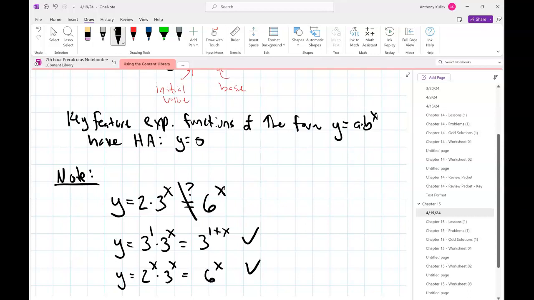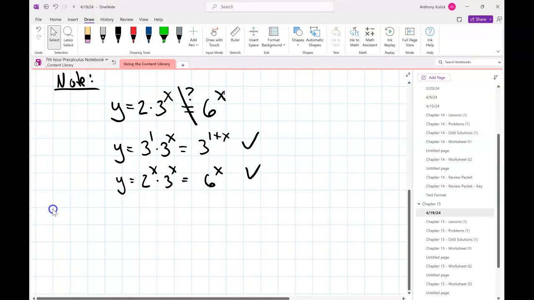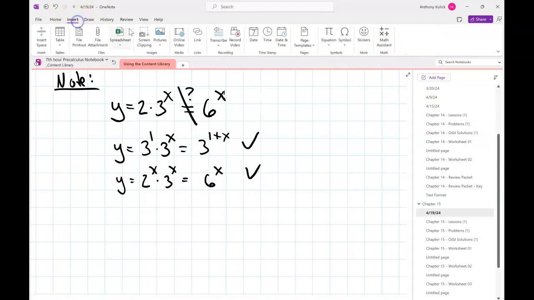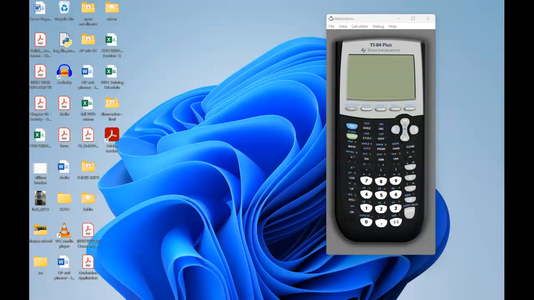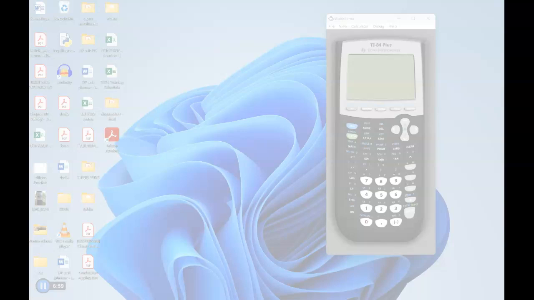Very important piece here. This is one of the most common errors I see made, particularly when you start talking about solving, as people start dividing both sides by 2 and dividing the base of an exponential, and you can't do that. All right, let's do a couple of quick examples to refresh ourselves on our exponent properties.